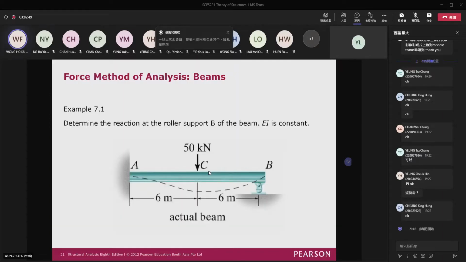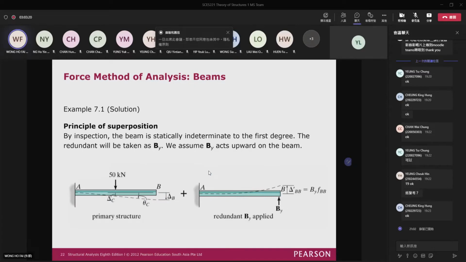Here, I will just give an example for a beam. You can see that you have a force here, and a force here, and then a moment here. And then you also have a support reaction at B. First of all, you will choose the redundant reaction. Usually you will choose the force at B. After you choose the force at B, you will take the redundant force away. Due to this 50 kN, you can find this delta B. And due to this BY, you can find the value of FBB.